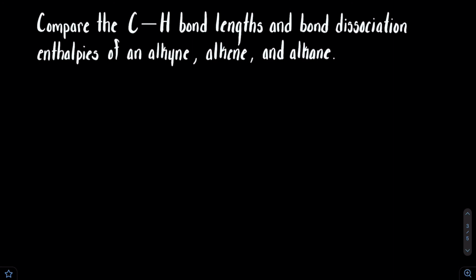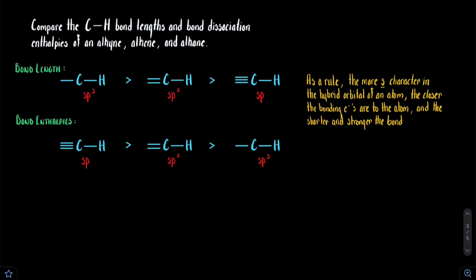So the last question, let's compare the carbon to hydrogen bond lengths and bond dissociation enthalpies of an alkyne, alkene, and alkane. So when we look at the bond length, we see that we go from the sp3 hybridized single bonded carbon to hydrogen atom, and then we have the sp2 and sp. So that is the order for bond lengths for alkane, alkene, alkyne, respectively. And then right below we have the bond enthalpy order. So remember, as a rule, the more s character in the hybrid orbital of an atom, the closer the bonding electrons will be to the atom, and the shorter and stronger the bond.